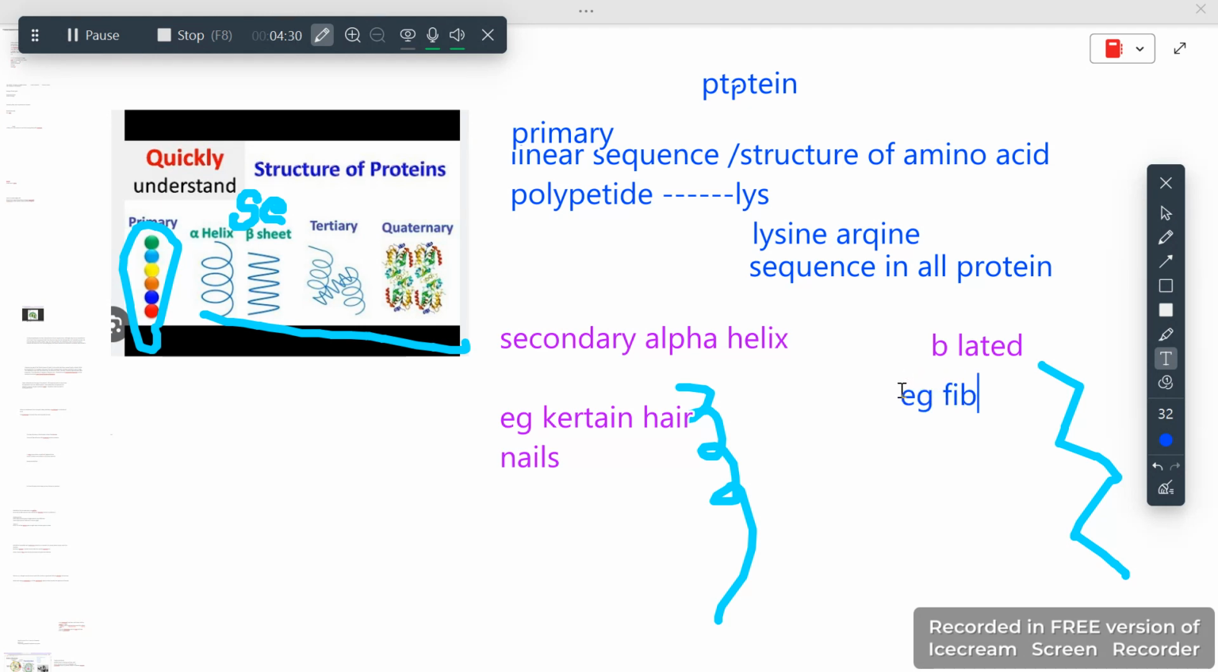And for beta pleated, its example would be fibroin, a fibrin protein in silk. In silk, if you look at the fiber of the clothes we have made of silk, the fibrin protein is present in the silk that makes this kind of structure. It's beta pleated. This is also known as beta sheet or beta pleated, and this has a structure you can look at.